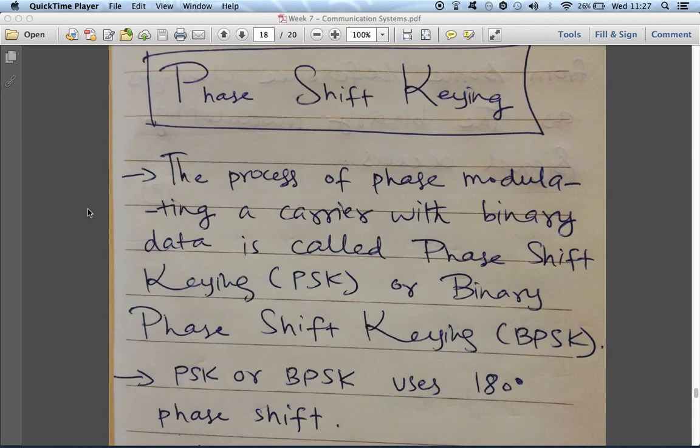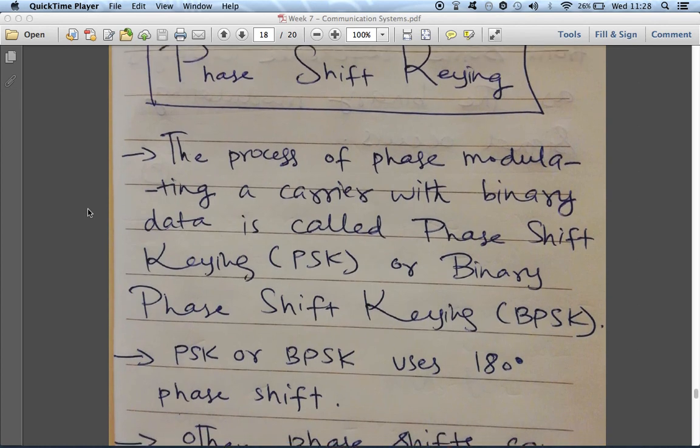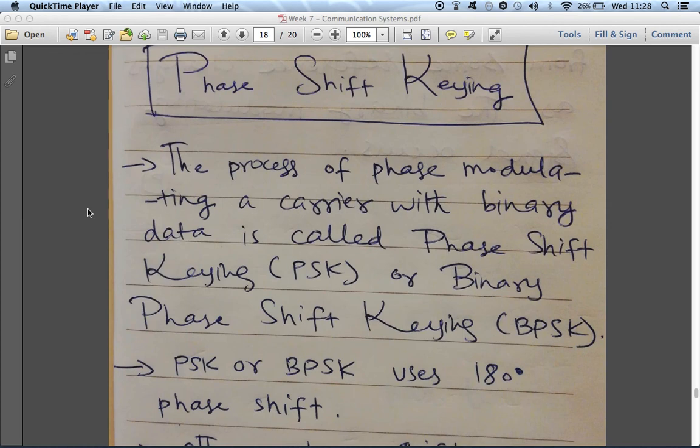So what is phase shift keying? Whenever we have a digital signal in the form of a pulse train applied at the input of the phase modulator, then the resultant signal will be a phase shift keying signal, and it is a kind of digital explanation of phase modulation.